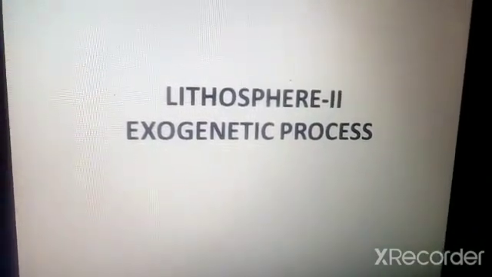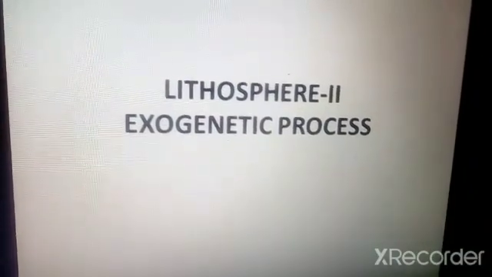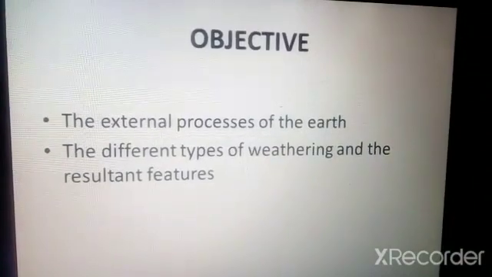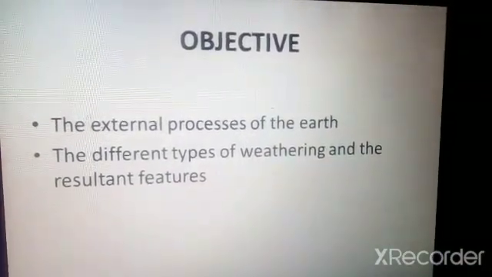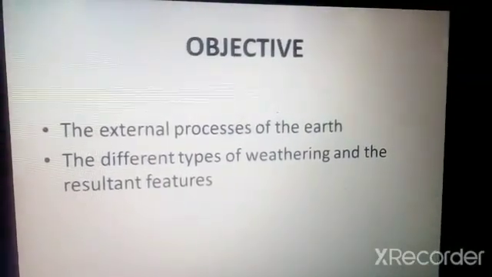In this lesson we want to deal with exogenetic processes. The main objectives are the external processes of the earth, and the different types of weathering and the resultant features.